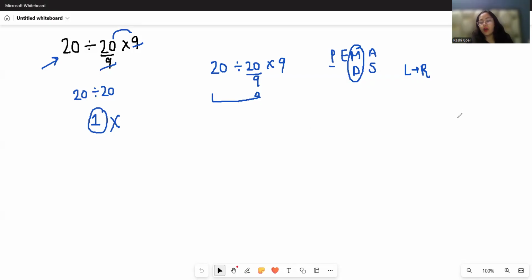So I want to ask something. Is 20 divided by 9 the same as 20 multiplied by 9? Does this give the same answer? No, because they are two different things.